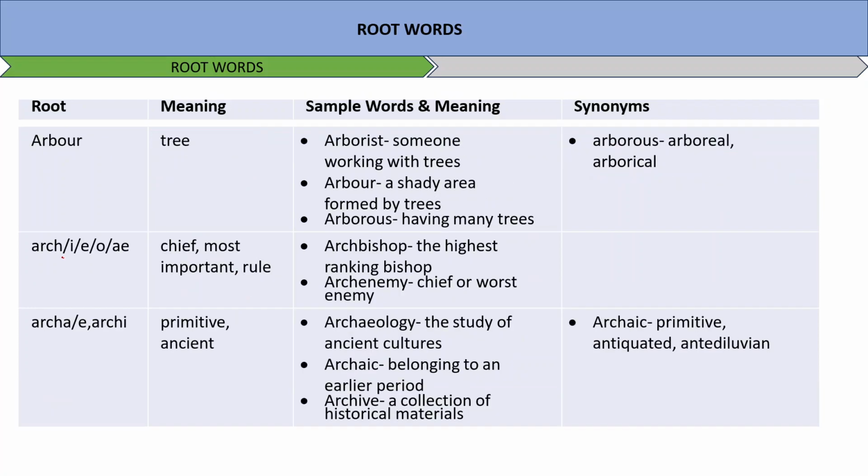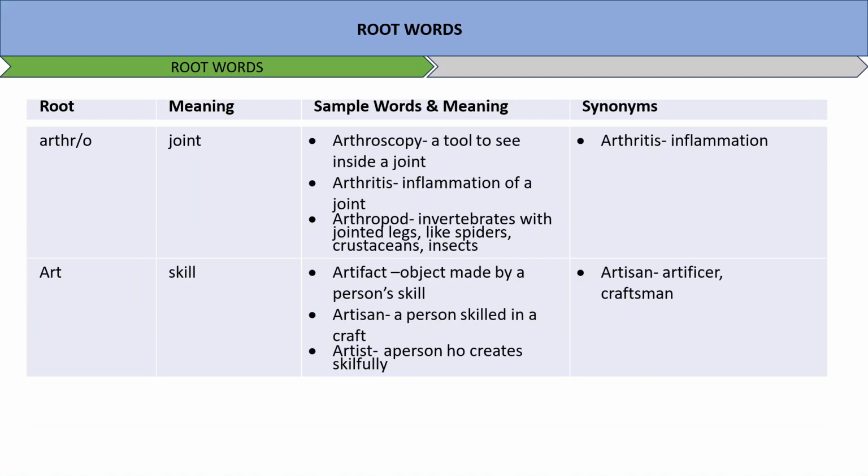Arch, archi, arche, archo, archae means chief, most, and important. You see, archbishop, the highest ranking bishop. Archenemy, chief or worst enemy. Arch or archi also means primitive and ancient. Archaeology, the study of ancient cultures. Archaic, belonging to an earlier period. Archive, a collection of historical materials. Archaic basically means primitive, antiquated, antediluvian, right? So these are some of the synonymous words, but you have to understand that the meaning is similar whenever you use them. Only the context will be different, depending on the use of the word and its form, like whether you are using it as an adjective, a verb, or a noun. You have to understand that.